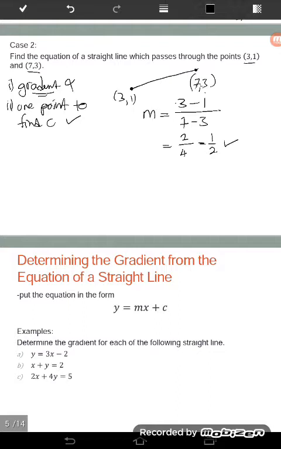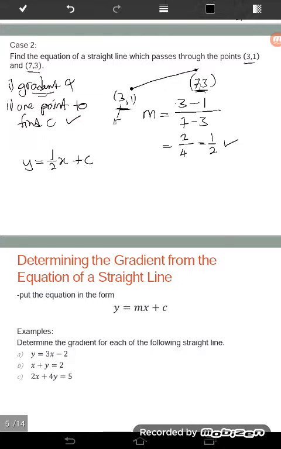So we already have it. The point, we can choose whichever we want. We need to choose either 3, 1 or 7, 3. So substitute into the formula y equal to mx plus c, so m is 1 over 2, x plus c. So to find c, we use either 3, 1 or 7, 3. So let's say I choose 3 and 1.